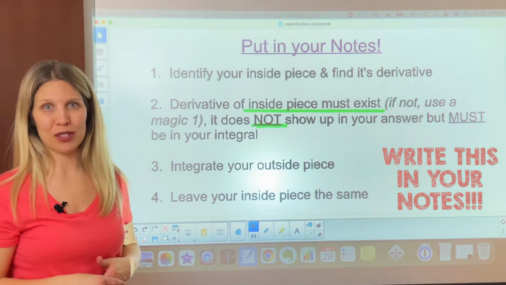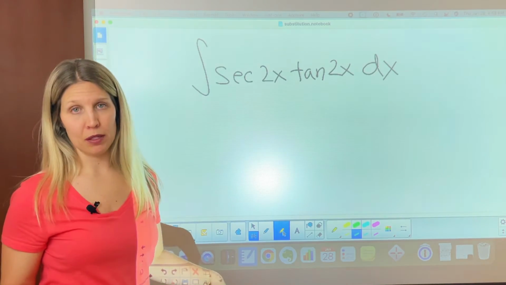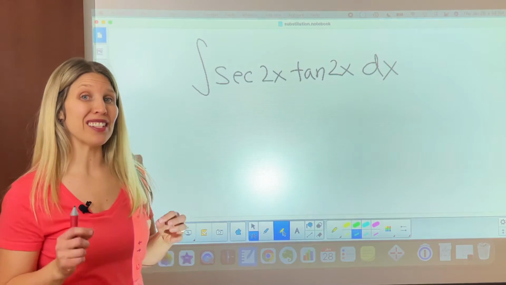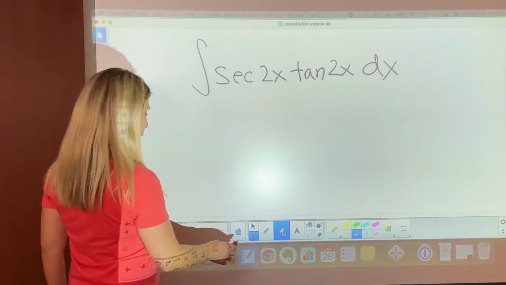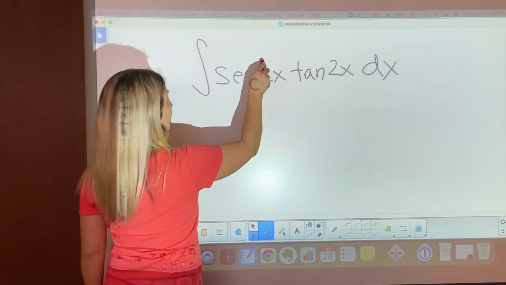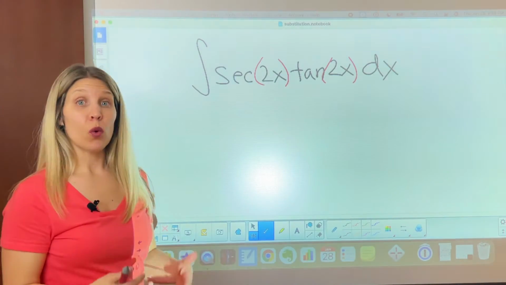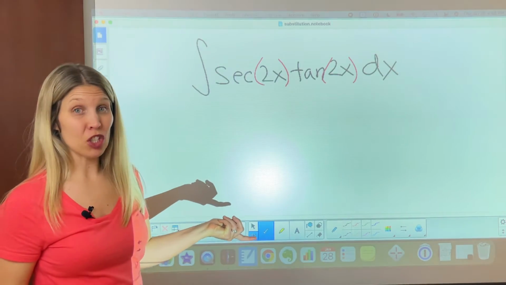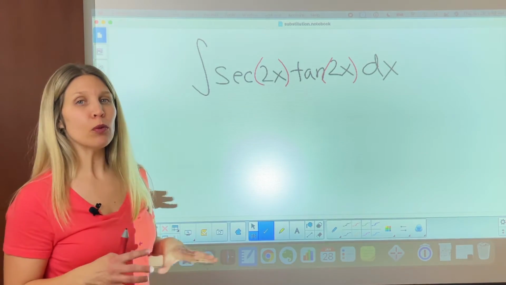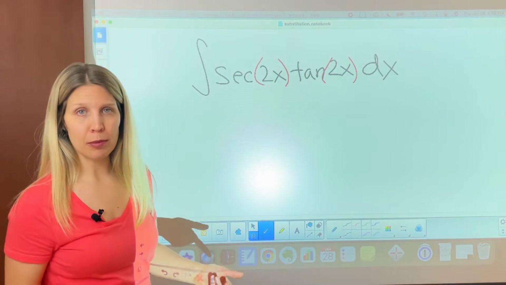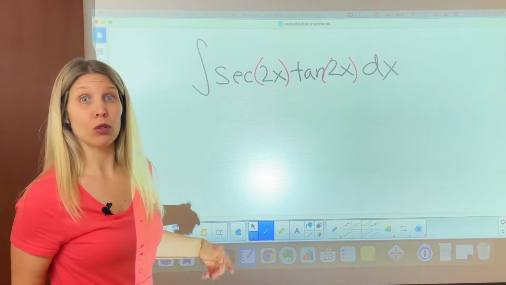Let's try some examples. The first thing we have to identify in this problem is what's the inside piece and what's the outside piece. Well, if you know your trig integration, you know that secant tangent was the answer to a derivative. So in this problem, our inside piece is actually the 2x. So does the derivative of our inside piece exist currently? Nope, it doesn't. But can we make it exist? Can we write a fancy looking 1 to make it exist? And here's what I mean. What's the derivative of 2x? It's just 2.